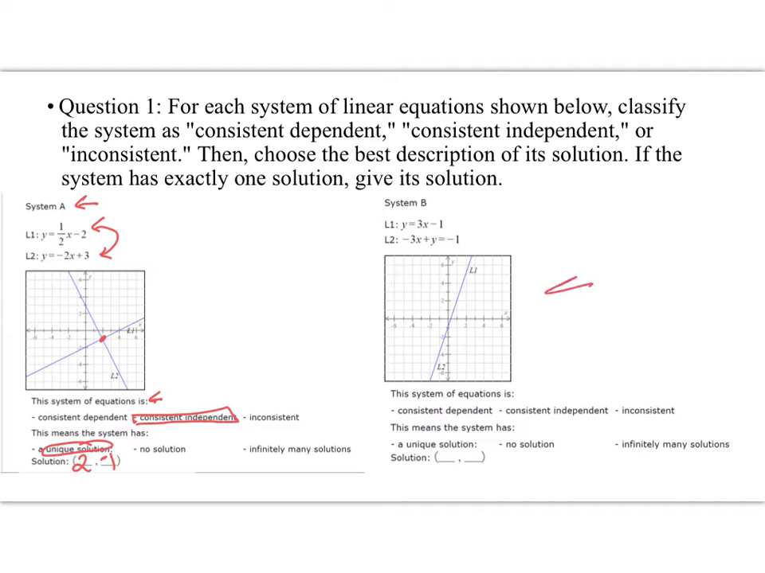Okay, let's look at this one. There are 2 lines, but only one line that you visibly see. So we call this consistent dependent. This means there are infinitely many solutions because the graphs intersect all over the place infinitely many times. And there is no single solution that you can state because there's infinitely many. The only way you're going to fill in the solution part is if there's a unique solution.